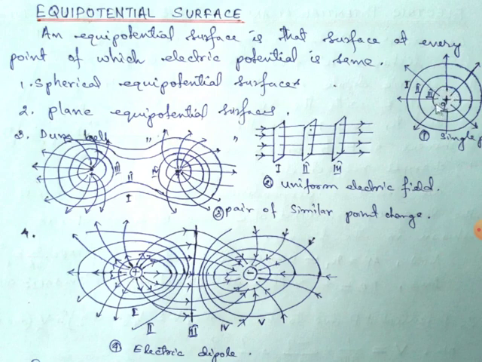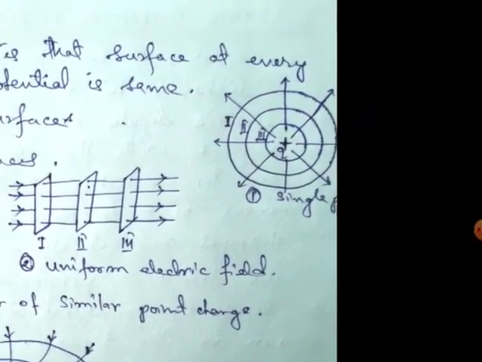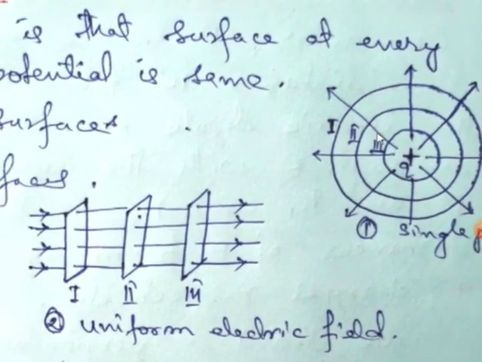So this is one equipotential surface, another equipotential surface, another equipotential surface. But these are different equipotential surfaces. Potential here and potential here will be different. Let me zoom in so that you can see very easily. Now these are three equipotential surfaces. One equipotential surface here, another equipotential surface, got it, another equipotential surface.